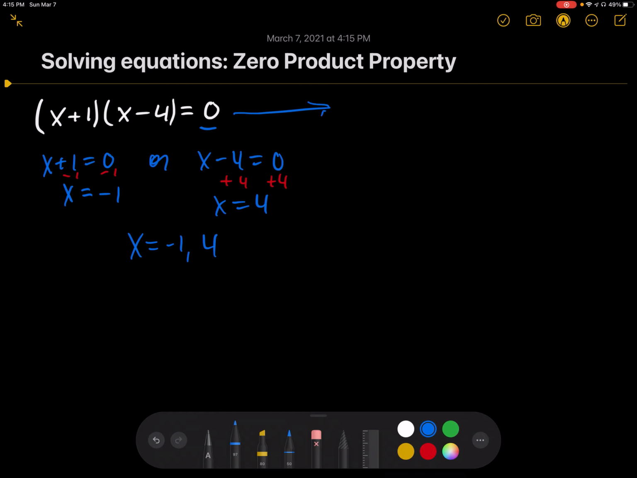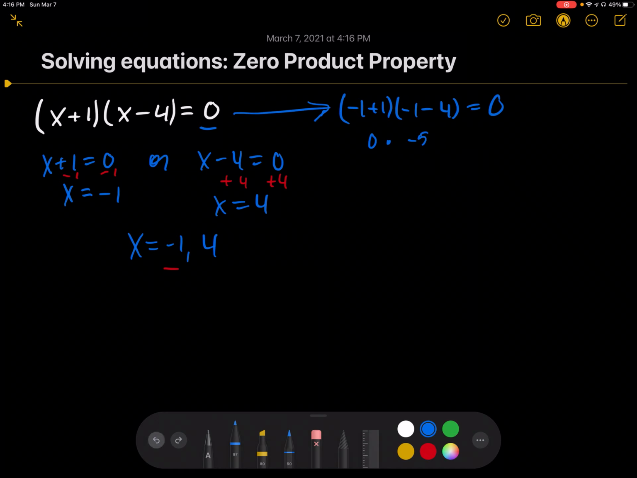If I was to say x is -1, okay? That's one of the solutions we just got. Using -1 as x in this case, we get -1 plus 1 times -1 minus 4 equals 0. So on this left side, we got -1 plus 1, which is 0, times -1 minus 4, which is -5. And 0 times -5 is, of course, 0. 0 equals 0, that works. So that's just checking my solution real quick.